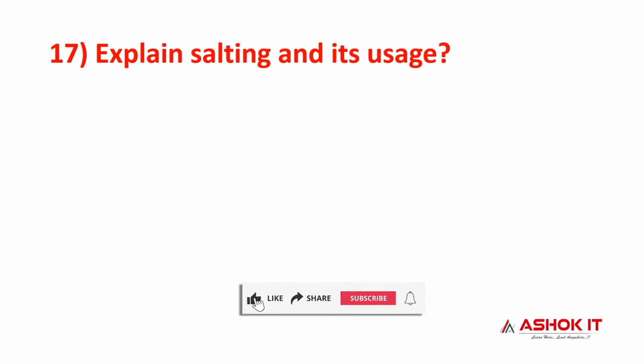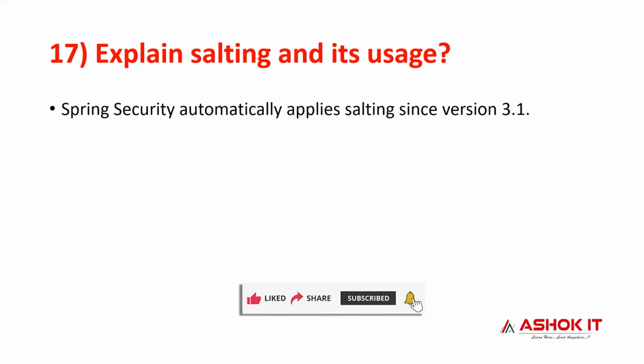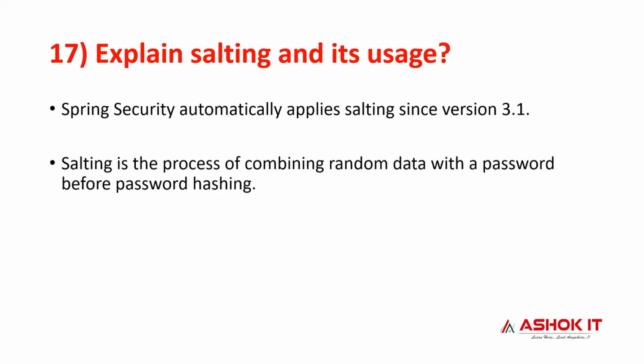One of the most asked questions nowadays, question number 17: Explain salting and its usage. This concept was applied in Spring Security version 3.1. Salting means we add a random number to our password. The random number is generated, added to the password, and then converted to an encoded or encrypted format using password hashing.